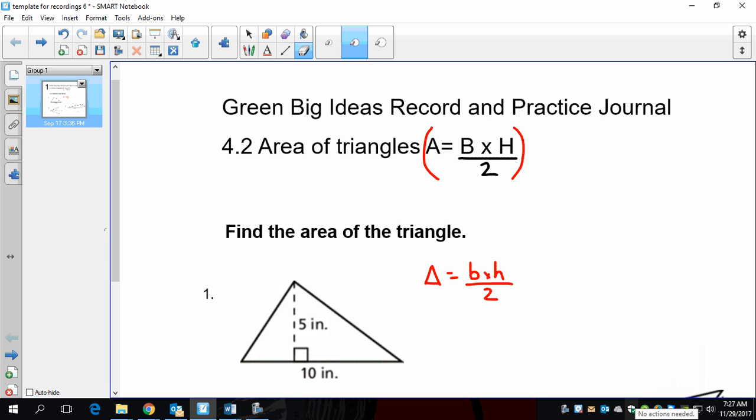Welcome back. We are working in the green Big Ideas Record and Practice Journal. Today we're working on 4.2 and we're talking about the area of triangles.